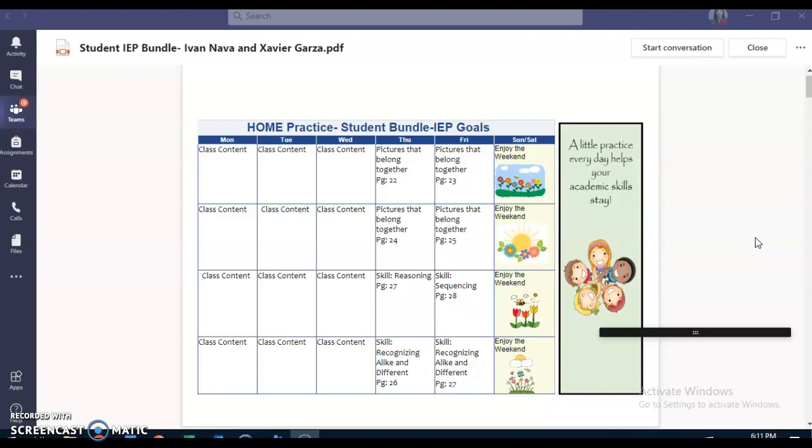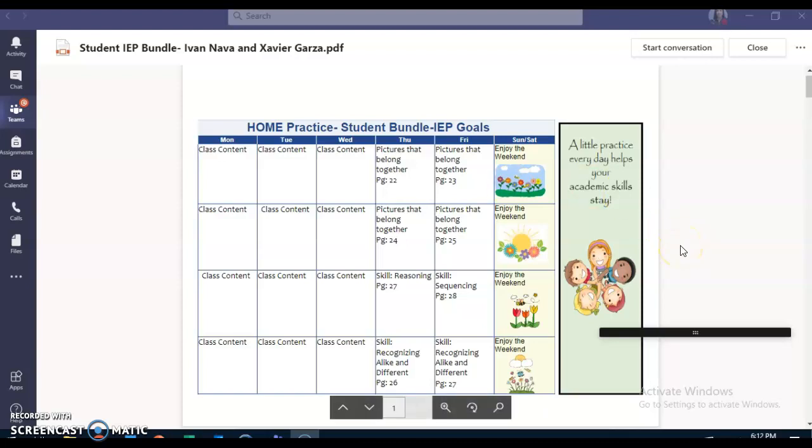So let's go ahead and open our student IEP bundle. You should see the calendar. It looks like this. At the very top it says Home Practice Student Bundle IEP Goals. So today is Thursday and we are working on pictures that belong together, and it'll be page 22. So I'll give you a few seconds so you can get the bundle.